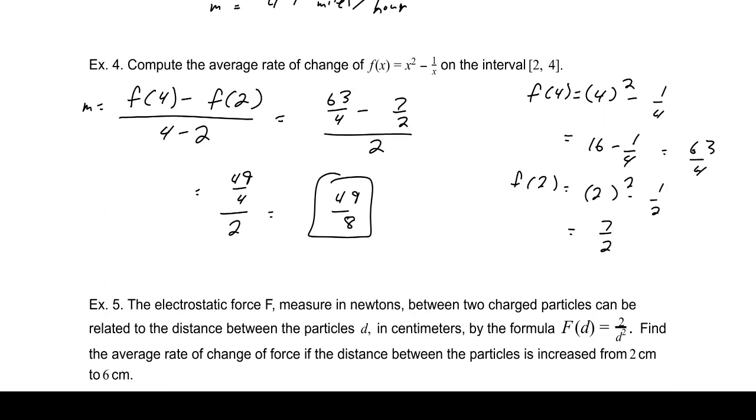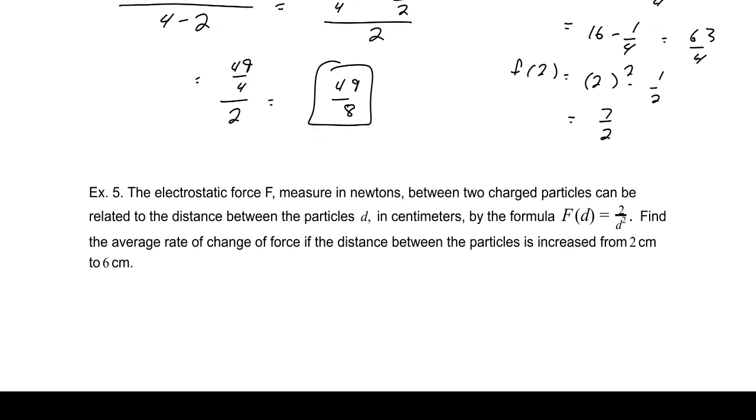All right, example 5, the electrostatic force F, measured in newtons, between two charged particles can be related to the distance between the particles d in centimeters by the formula F of d equals 2 divided by d squared. Find the average rate of change of force if the distance between the particles is increased from 2 to 6 centimeters.